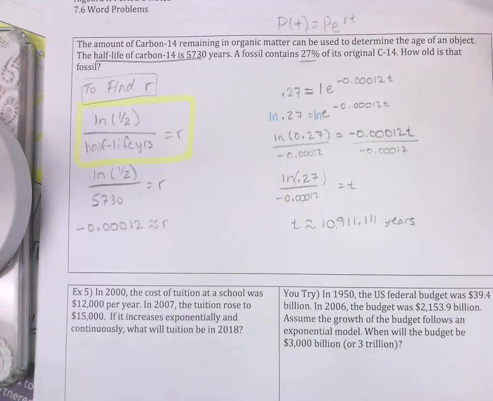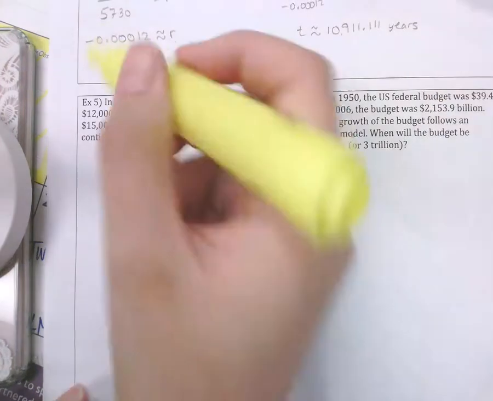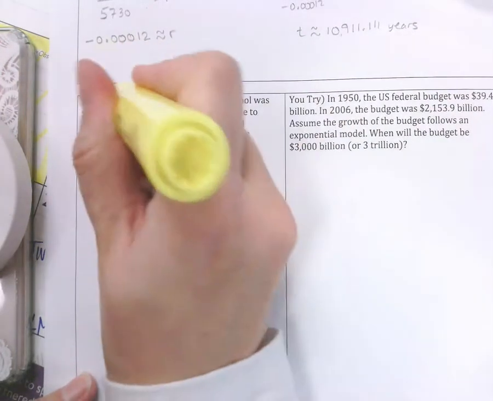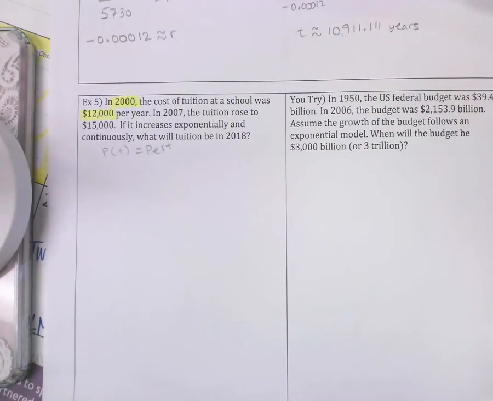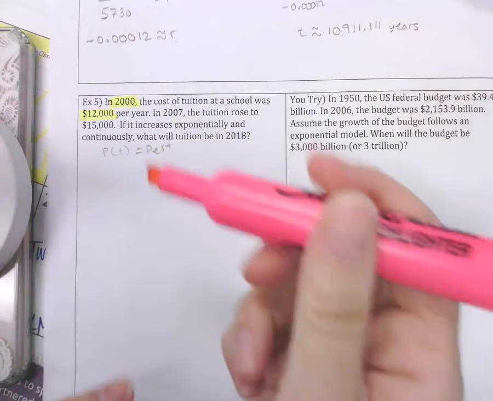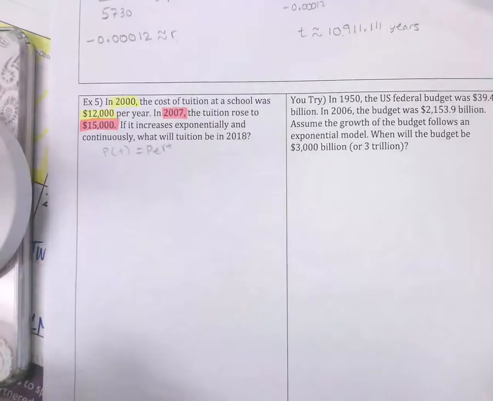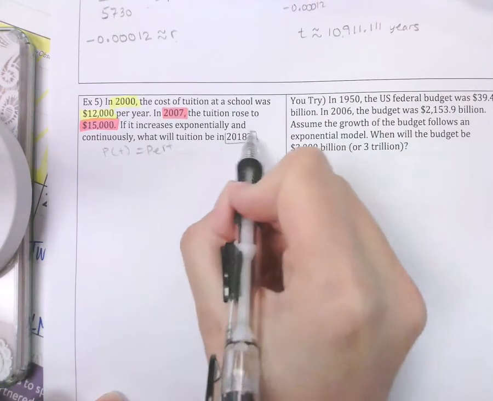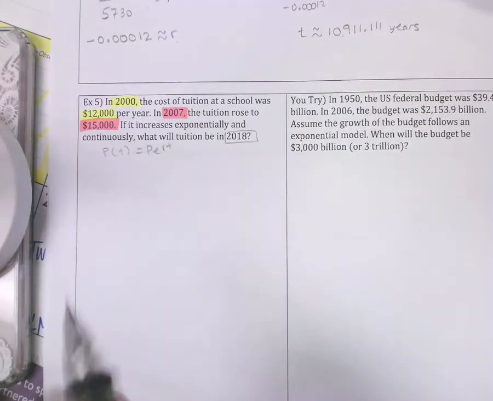Questions on that question? It says, in the year 2000, the cost of tuition was $12,000 per year. Then in 2007, it grew to $15,000. So assuming it's going to keep exponentially increasing, we want to know what tuition will be in 2018. We're going to use the things that I highlighted to find the rate, the R, first.